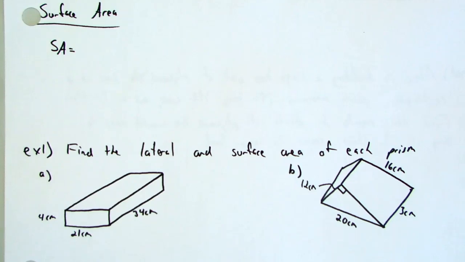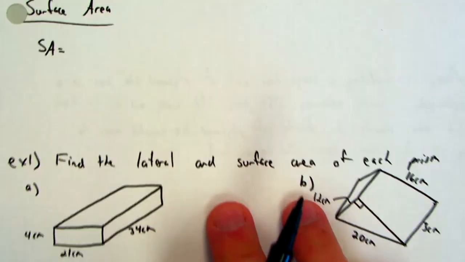All right, today we're going to be talking about Chapter 12, Lesson 8. This is all about surface area of prisms. Now, when we start talking about surface area, there's a couple different things we want to talk about.